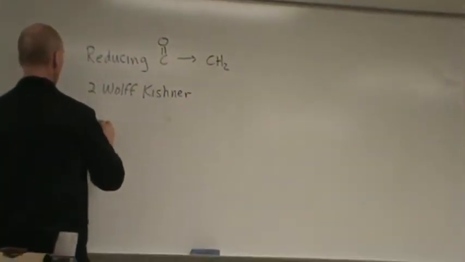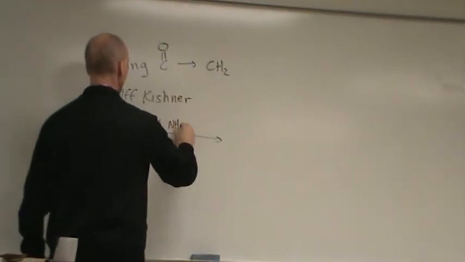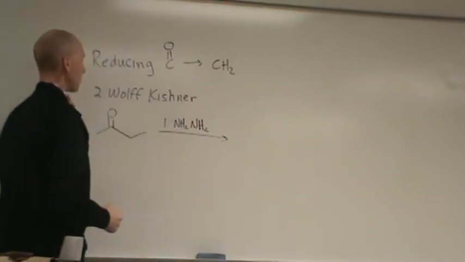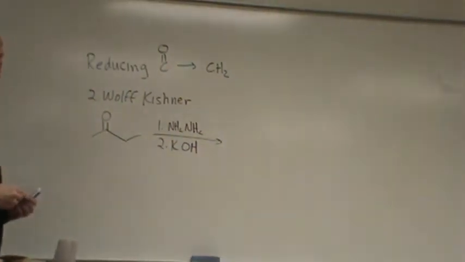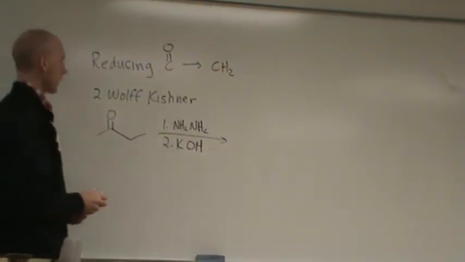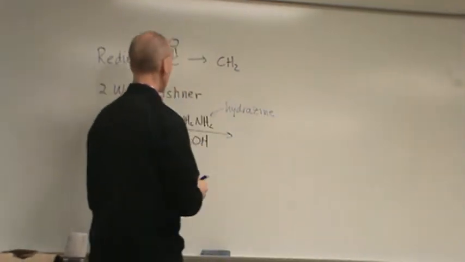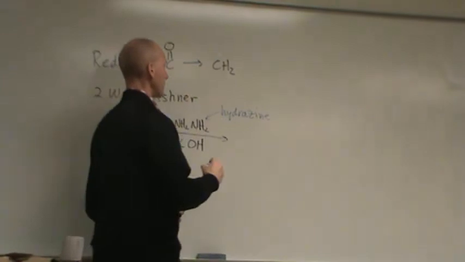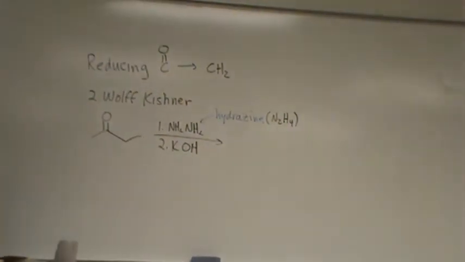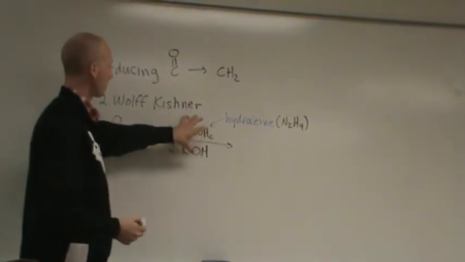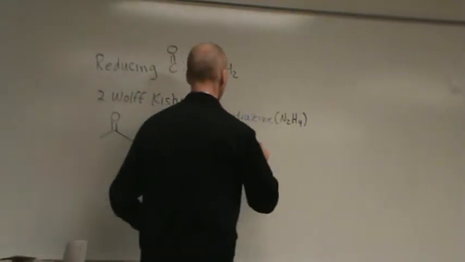Well, here, let's see what this does. We react it with this molecule here, and then secondly, KOH. And this NH2 is called hydrazine. It's sometimes just shown as the molecular formula N2H4. But this is the Wolff-Kishner reduction with these two reagents. What it does is it takes a bite and it bites off the carbonyl and converts it to the alkane.